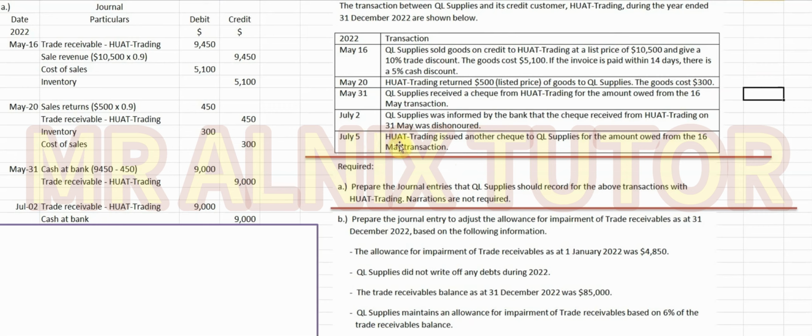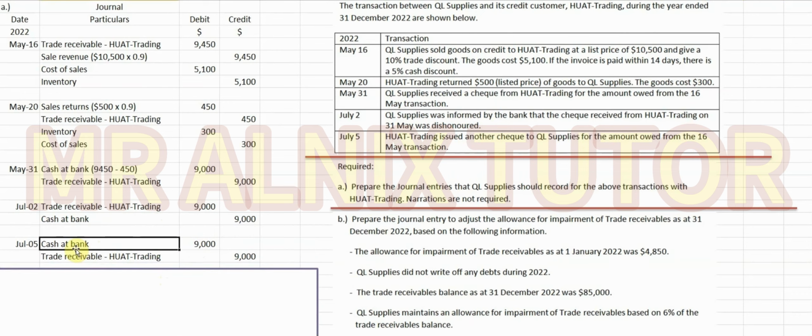On the 5th of July, What Trading issues another check to QL Supplies for the amount owed from the 16th of May transaction. Alright, then What Trading realized that the check bounced, then What Trading issued another check again to QL Supply. So what is the transaction? Cash and bank debit, then trade receivable credit. It's reversed from the 2nd of July.